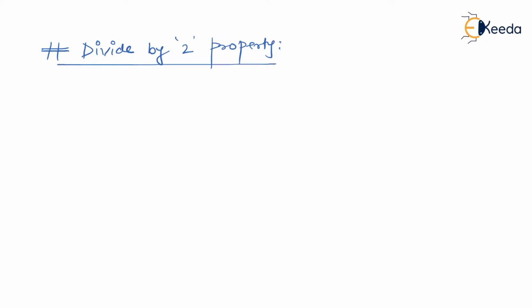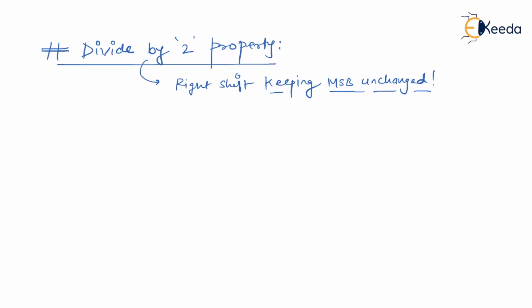Let me tell you, the divide by 2 effect comes whenever you do a right shift keeping the MSB unchanged. The reason we keep the MSB unchanged is that the MSB indicates the sign. If it is 1, it is a negative number. If it is 0, it is a positive number. For example, you have the number -6, and if you divide by 2, you get the answer -3, meaning the sign of the number doesn't change even if you divide by 2. I hope you understood that.